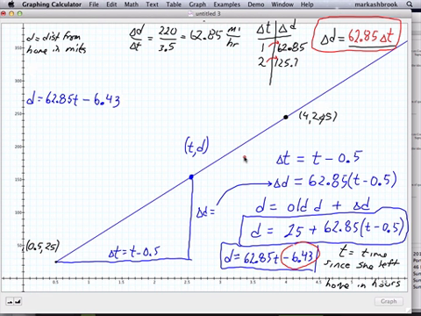Okay, so now you can easily find how far she is from home at 3.3 hours. How would you find how far she is from home 3.3 hours since she left home? Just substitute. This equation tells you, given any time, say 3.3 hours, how far she is from home.